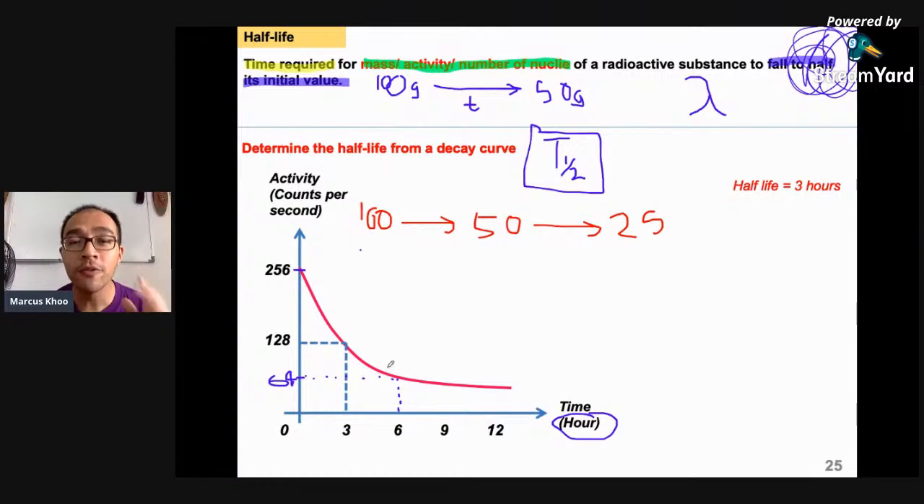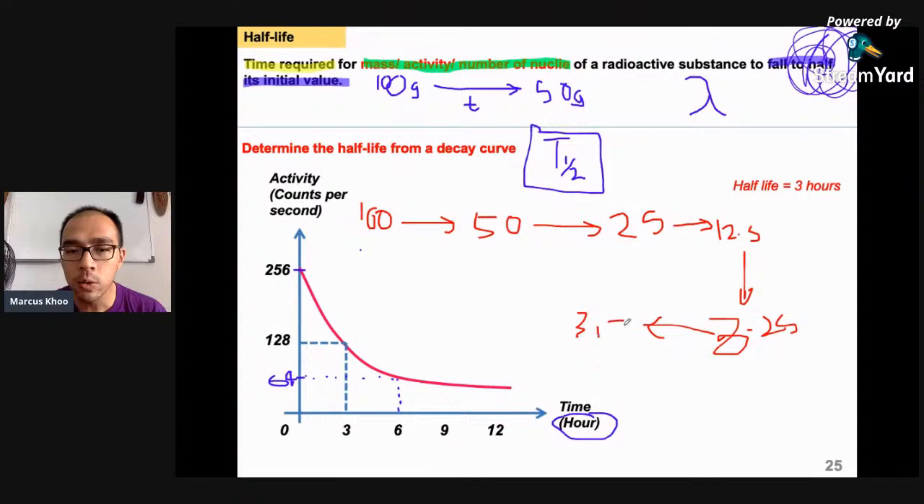Half-life is, and you're not going to like this, a geometric progression. It will never reach zero and it will never be negative, because it is a geometric progression. So it's divide by 2 or times half, times half, times half, times 0.5. So 25 divided by 2, 12.5. 12.5 divided by 2, 6.25. 6.25 divided by 2, 3.125%.